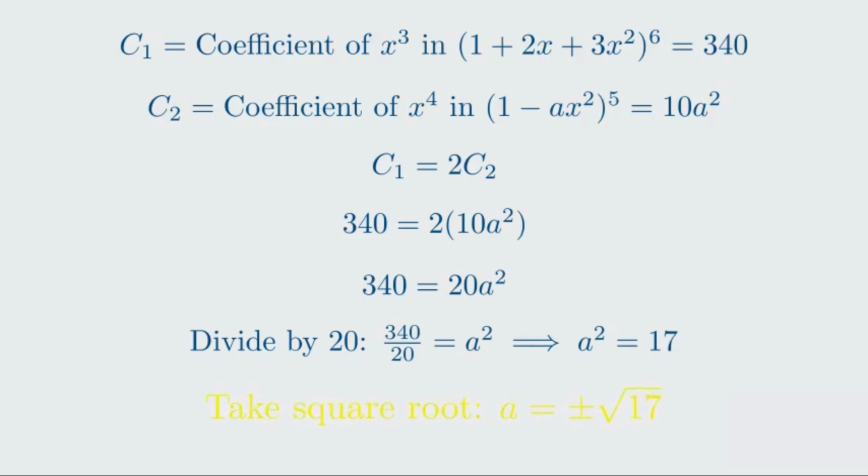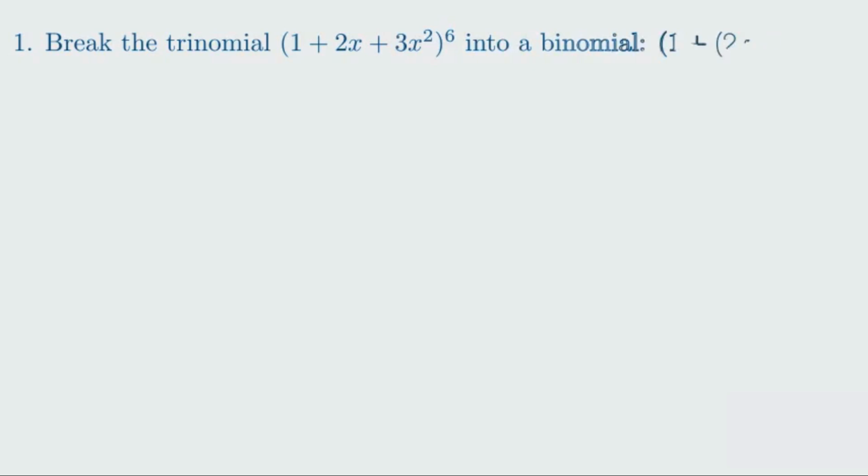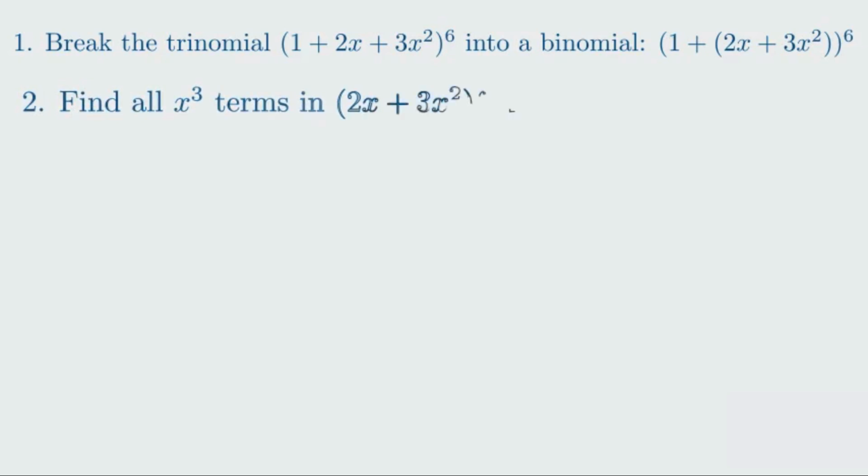Let's quickly review the steps we took to solve this problem. First, we broke the complex trinomial expression down into a binomial by grouping terms. This allowed us to apply the standard binomial theorem. Second, we found the general term of the expansion and systematically tested values of the index r to find any and all terms containing x cubed. We found two such terms and added their coefficients together.